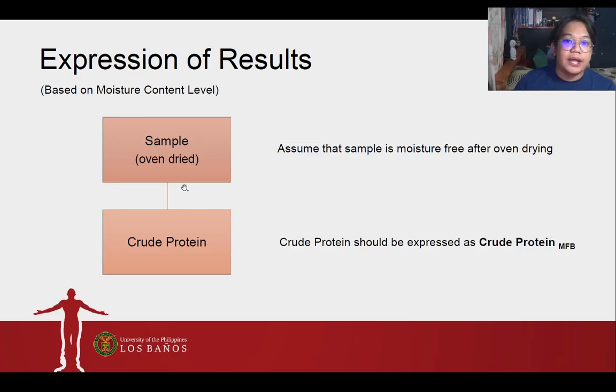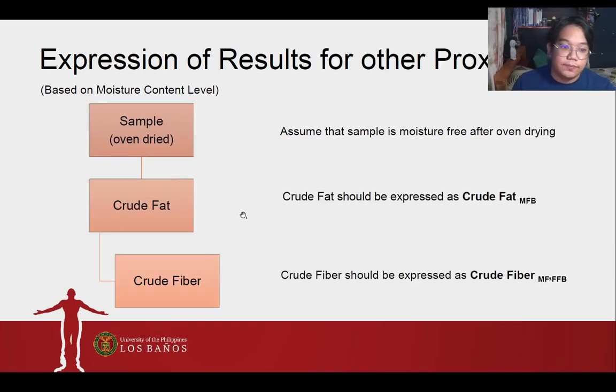Pero since sa setup natin sa CHEM 131, what we're gonna do is, yung oven-dried sample natin will be the one to be subjected in crude protein determination. And hence, your crude protein should be expressed as crude protein sub MFB. Okay? Then, yung ating oven-dried sample then will be subjected to the crude fat. So, yung ating starting material for crude fat should be oven-dried. So, kapag oven-dried yung ating sample, ang expression ng crude fat should also be crude fat MFB. Okay? By MFB, ibig sabihin yung crude fat value na yon ay moisture-free basis.